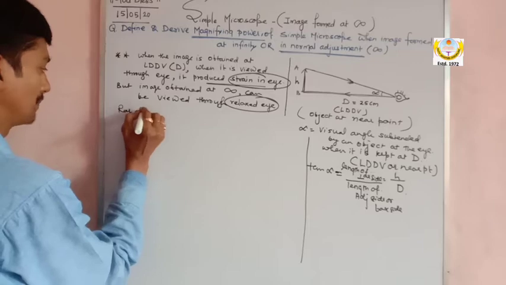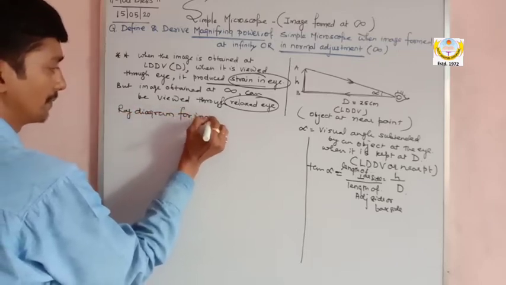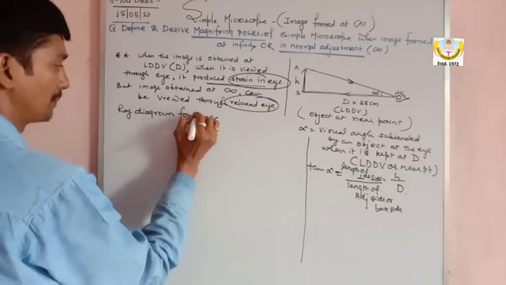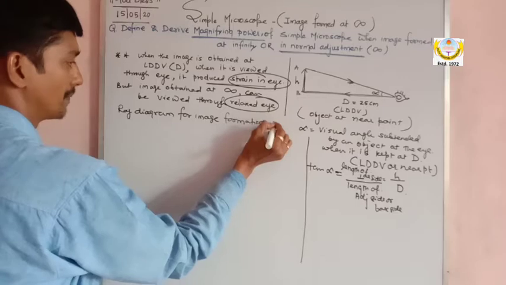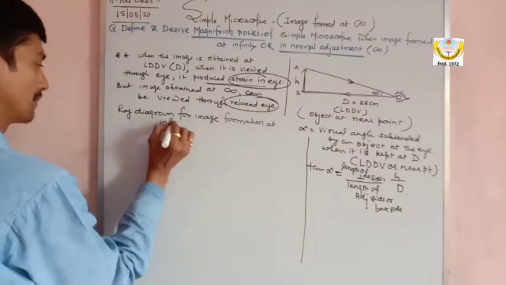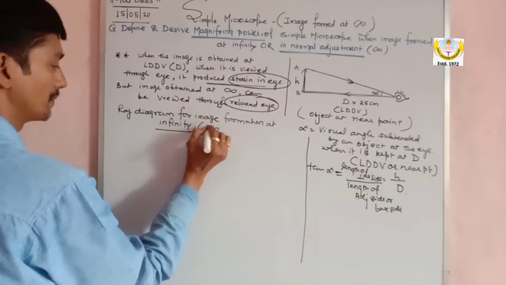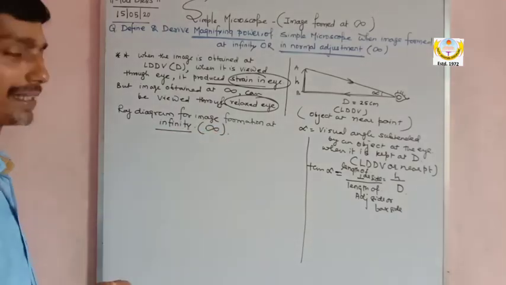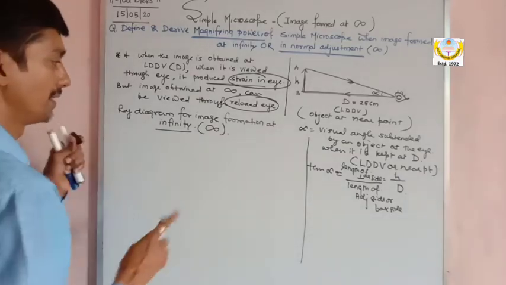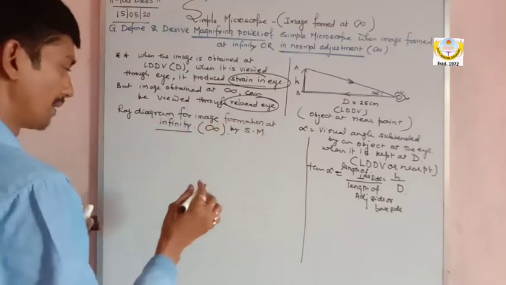Ray diagram for image formation at infinity by simple microscope. Okay. Now what will be the diagram?